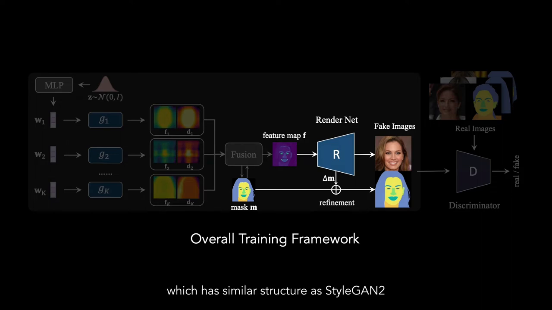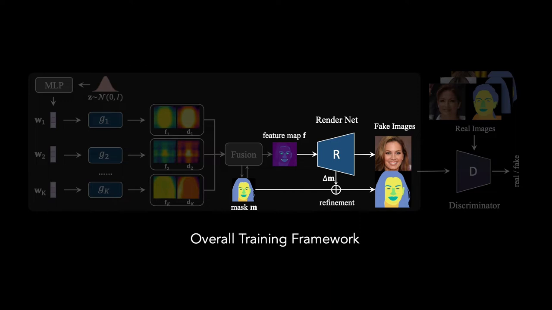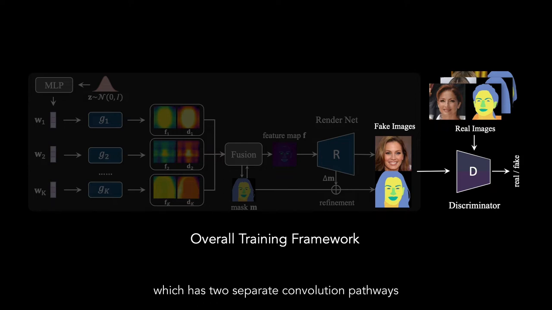The render net, which has a similar structure to StyleGAN 2, upsamples the feature map and coarse segmentation mask into a high-resolution image and segmentation mask. A dual-branch discriminator is proposed to model the joint distribution of RGB image and segmentation mask, which has two separate convolution pathways.